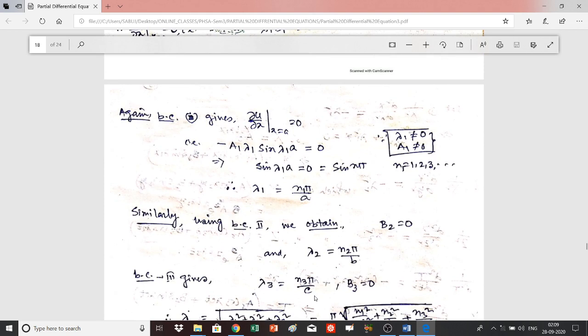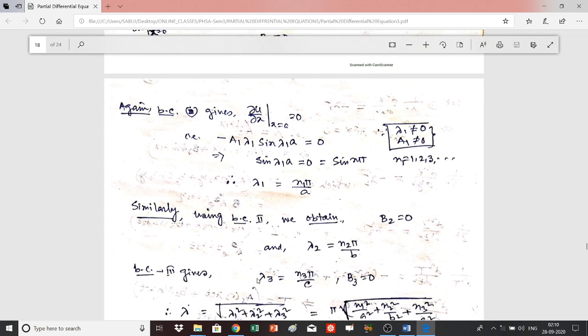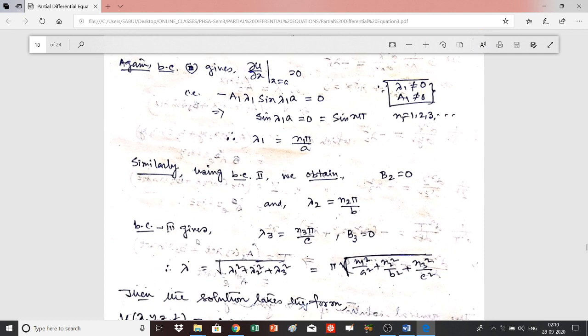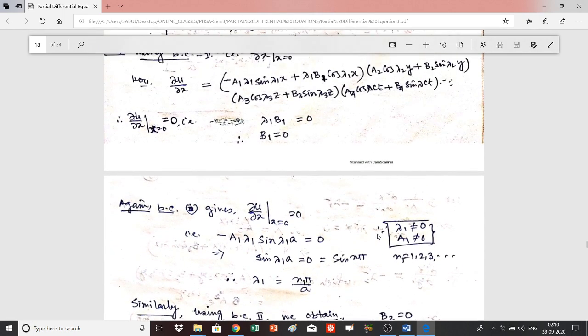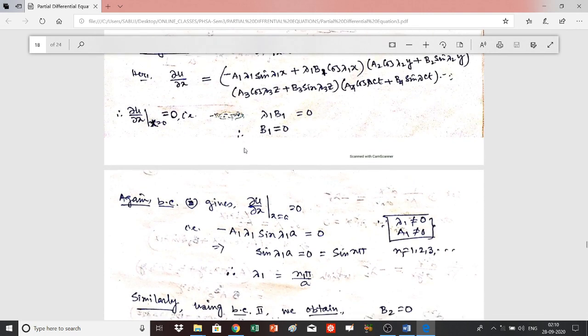Similarly, if you apply boundary condition number 2, you can obtain that b2 is equal to 0, and similarly you can find lambda 2 is equal to n2 pi by b. And also, boundary condition 3 will give you lambda 3 is equal to n3 pi by c and b3 equal to 0. The similar process that is done here and here, you can employ.